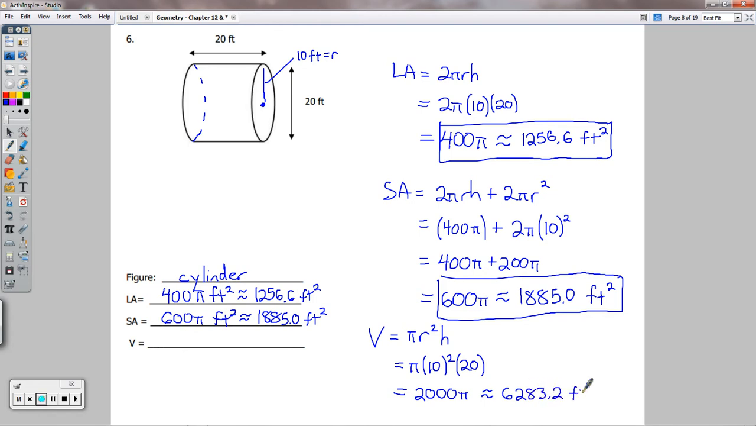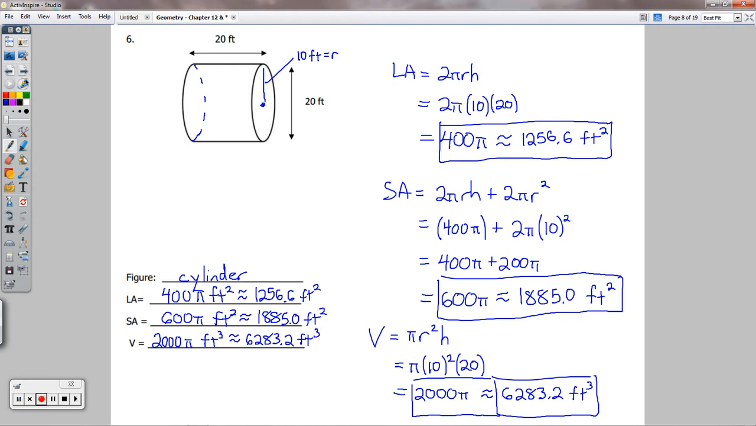6,283.2 feet cubed. So you could say that or that, depending on what the problem is asking for. If it says leave it in pi form, write it like this. If it says give an exact, rounded to the nearest tenth, give it like that. So feet cubed right there.